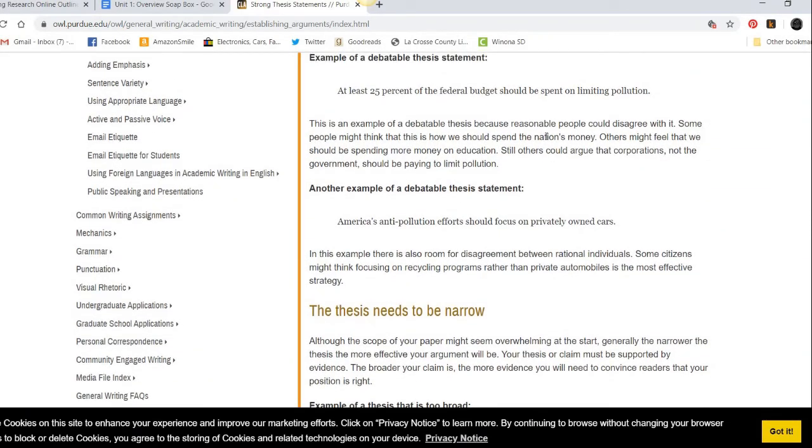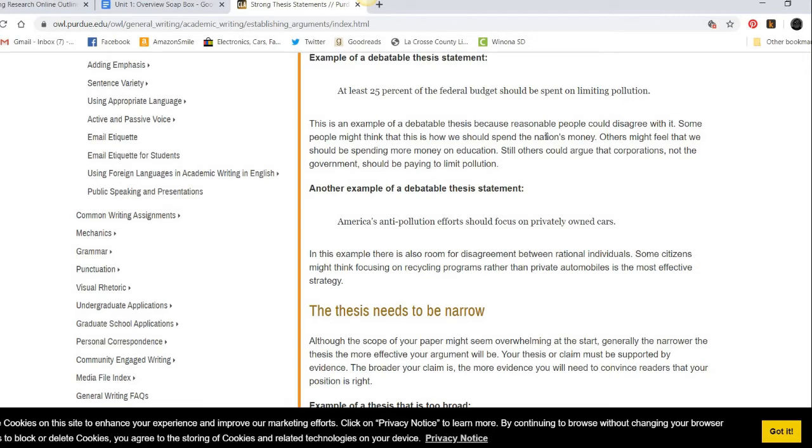Example of a debatable thesis statement. At least 25% of the federal budget should be spent on limiting pollution. A little bit better. It is debatable, but I want you to look at, is this specific enough? We could say 50%, 75%, 10%, 1%. But which federal budget are we talking about? And which pollution are we talking about? And how is it going to be limited?